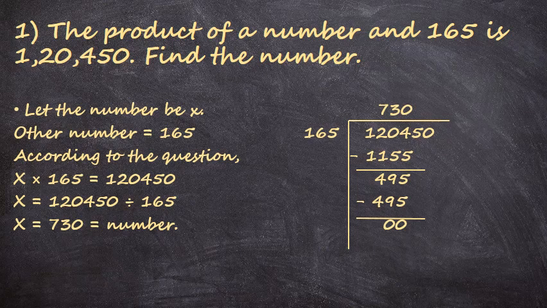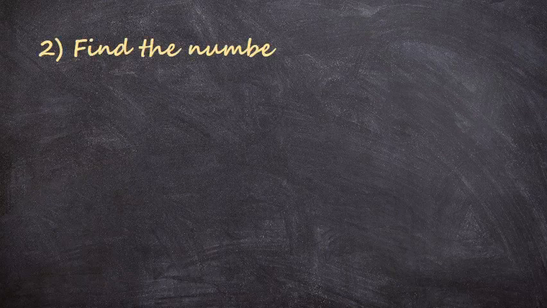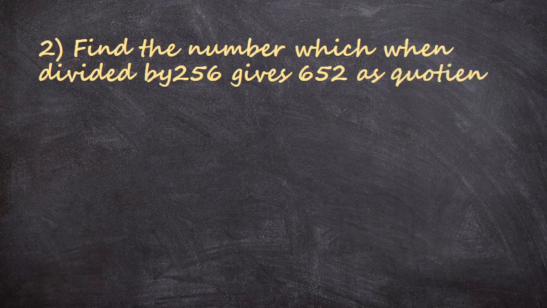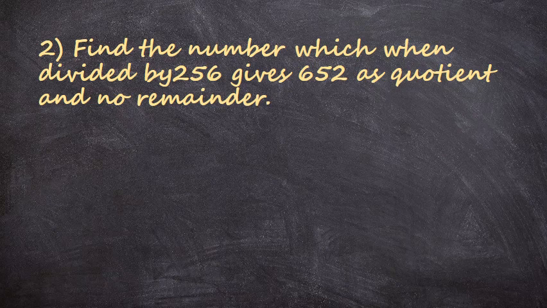is 730. Question number 2. Find the number which when divided by 256 gives 652 as quotient and no remainder.